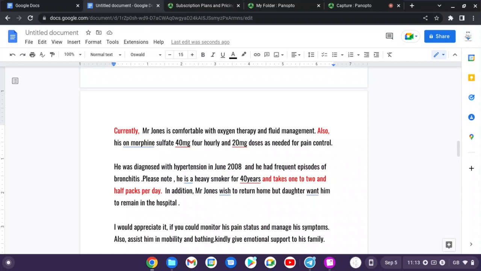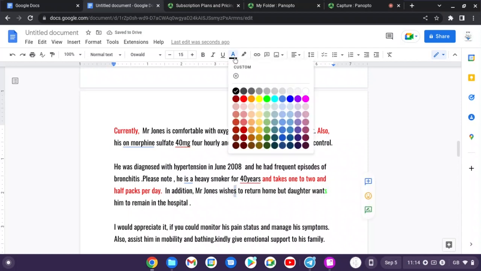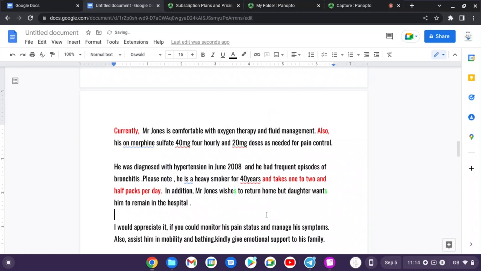Okay, so in addition, Mr. Jones wished to return home, but doctors want him to remain in the hospital. That is a good writing. Wishes is the correct form. Because Mr. Jones is singular, that's why you should use the singular form of wish. Wishes to return home, but daughter wants again. Daughter, if it is daughters, again wants. It should be wants. Okay, wishes to return home but wants him to remain in the hospital.